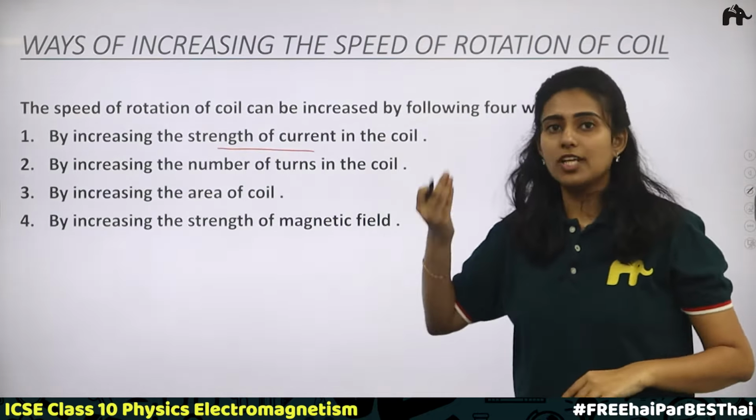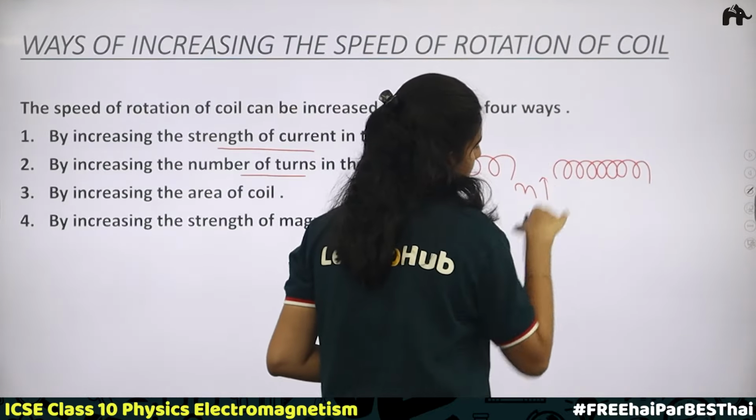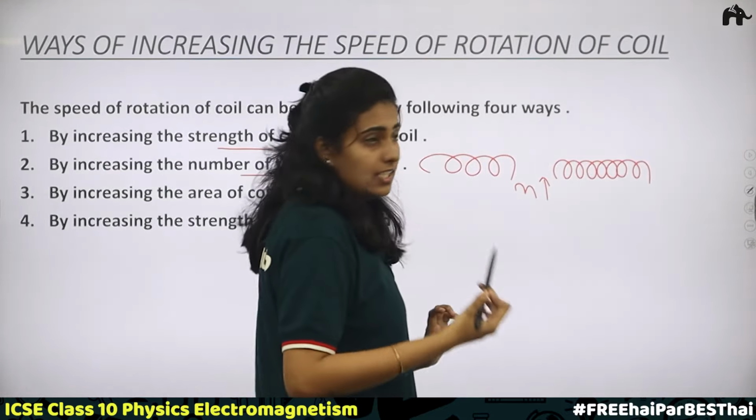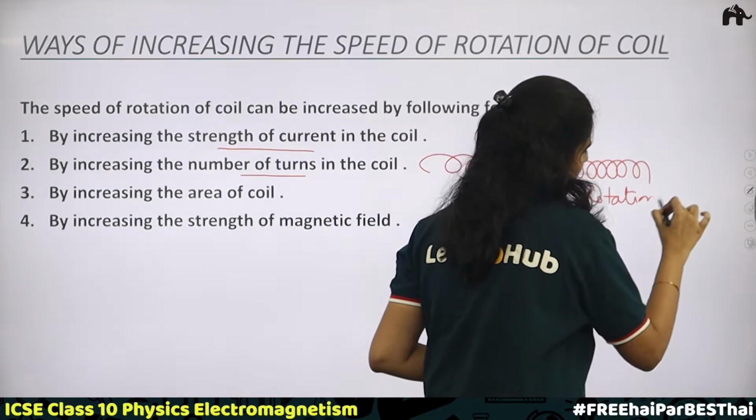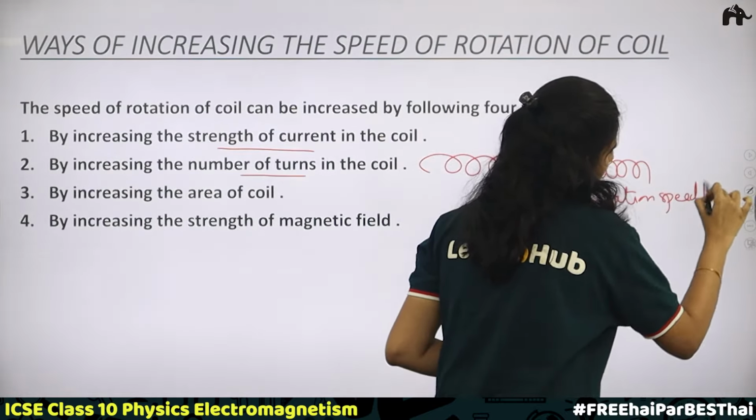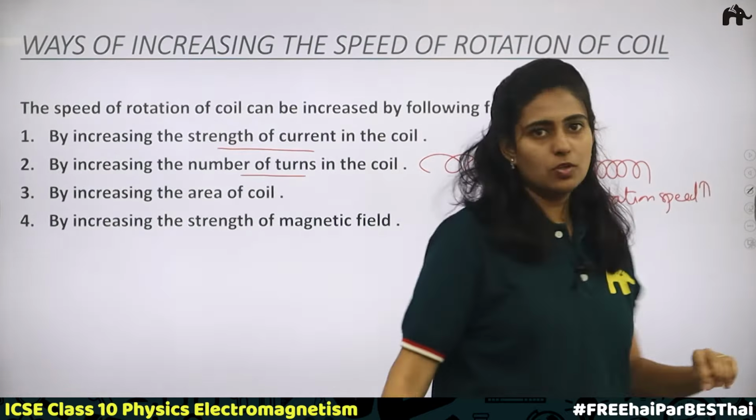Second, by increasing the number of turns in the coil. If you are using 2 coils, this is the first coil and this is your second coil. When the number of turns increases, you can increase the rotation also. That is, the rotation speed can also be increased. One is current, the second is the number of turns in the coil.